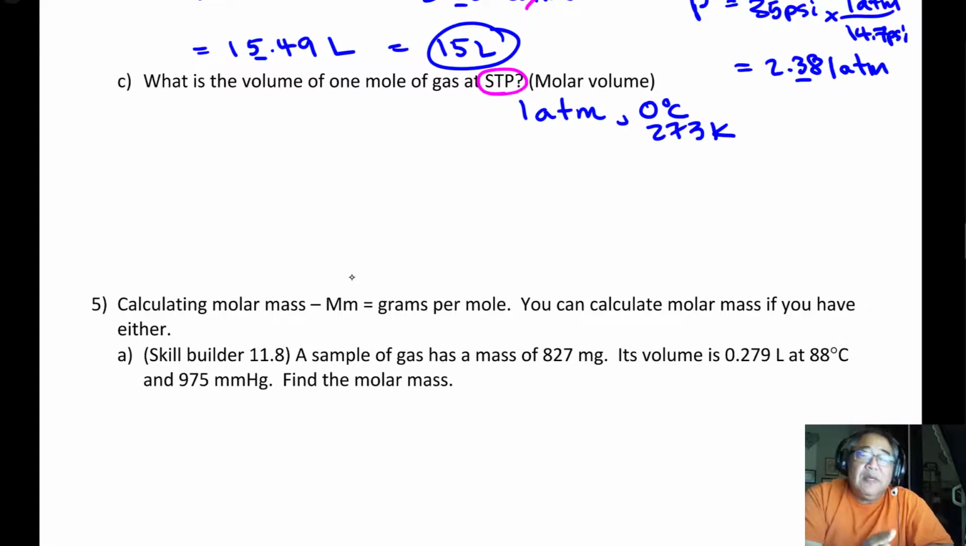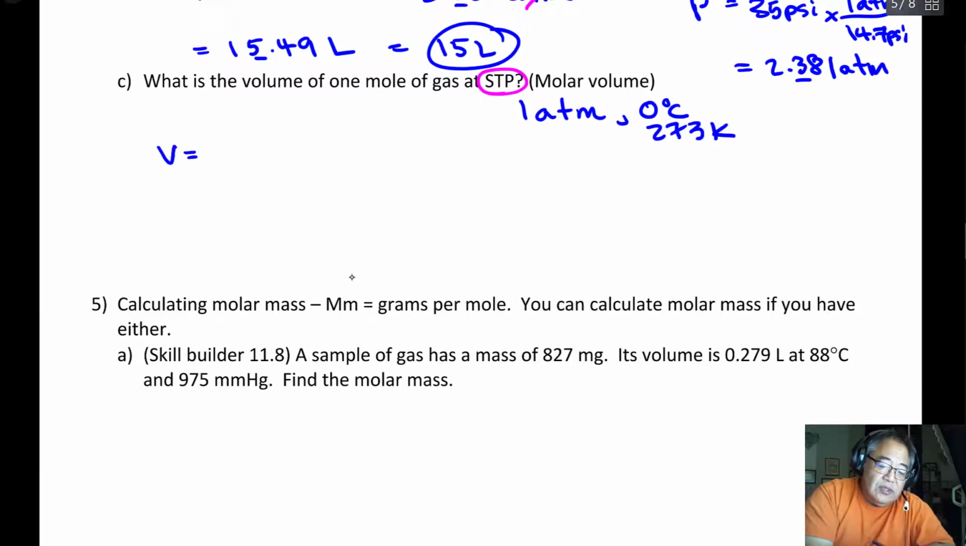Now, and by the way, when I say 1 and 0, it's easy to remember. You should probably be pretty certain that it's not 0 atmospheres and 1 degree Celsius, because 0 atmosphere is not a gas, right? There's no gas present. So 1 and 0 is pretty easy to remember that way. So we're going to do the volume.